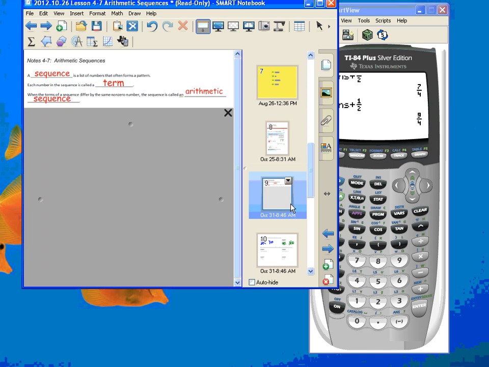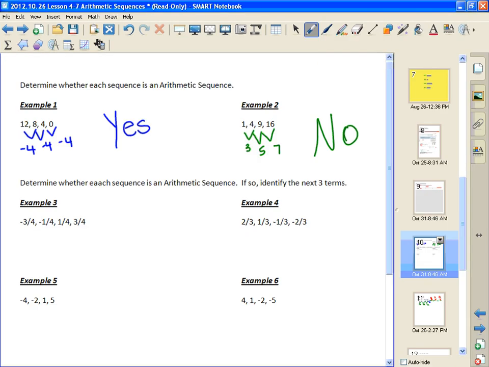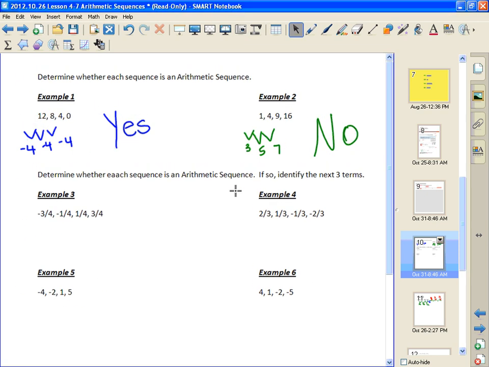Now, oops, wrong thing. Okay, so when I look at example 4, oops, see, I don't know what's going on with my smartboard today. It's being kind of weird.